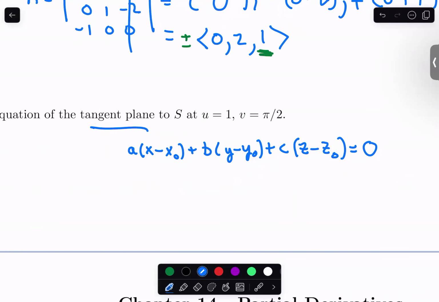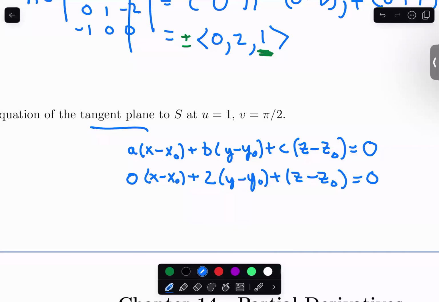I just figured out that I want my normal vector to be 0, 2, 1. So I'm going to plug in everywhere I see my a, b, c: 0 and 2 and 1, respectively. The last bit is that I need to know the point that I'm attaching my tangent plane to. So I need an x, y, z triplet that corresponds to this special point that I want to attach my tangent plane to.